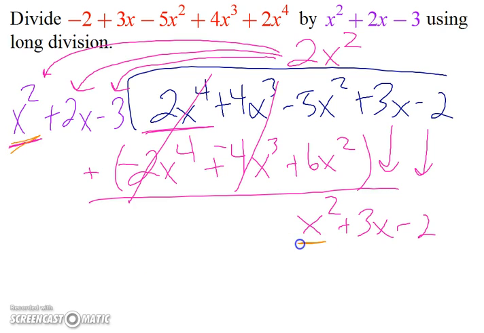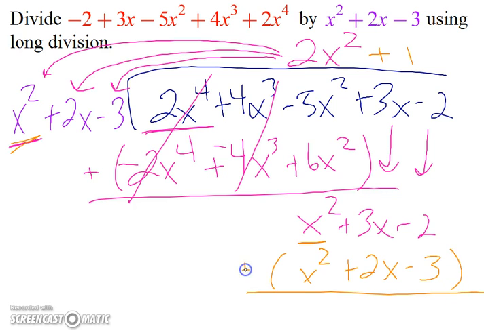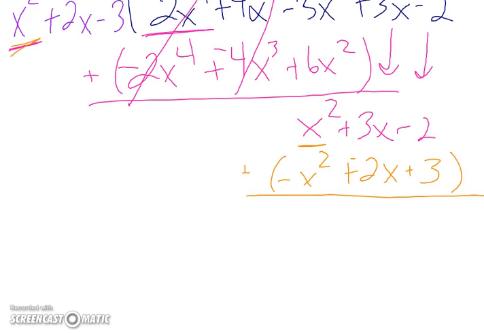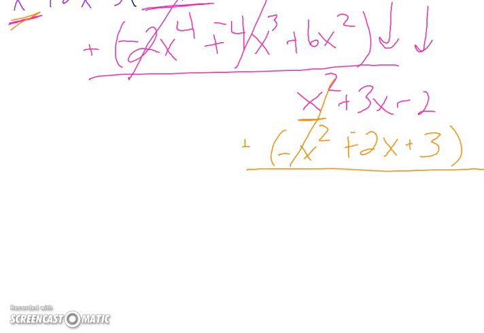x squared times what gives me x squared? Well, that's got to be a plus 1. I distribute that 1 through, I get x squared plus 2x minus 3. Subtract those, plus, minus, minus, plus. And that gives me x plus 1. And that is my remainder.